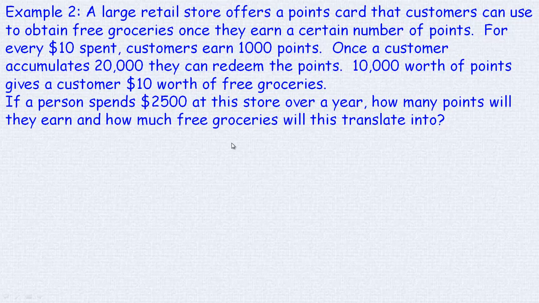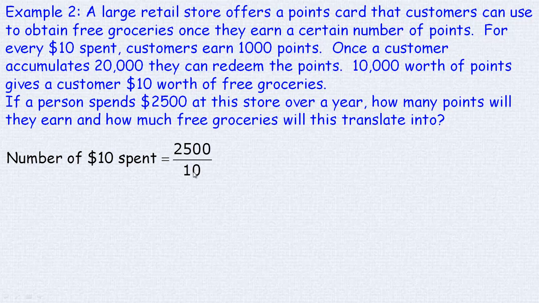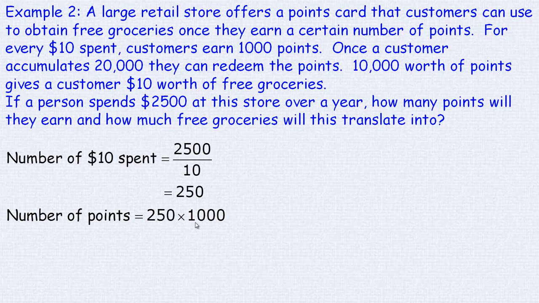So the first thing to do is to figure out how many times did they spend $10 basically. So the number of $10 groups spent, we would take the 2,500 and divide it by 10. And so that's 250. So 250 times they would get 1,000 points. So in answering how many points will they earn in this period of time, we would take the 250 and multiply it by 1,000, because they're getting 1,000 points 250 times. So they would get 250,000 points on their card in this year.